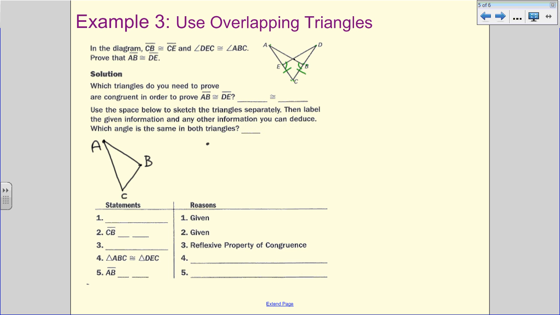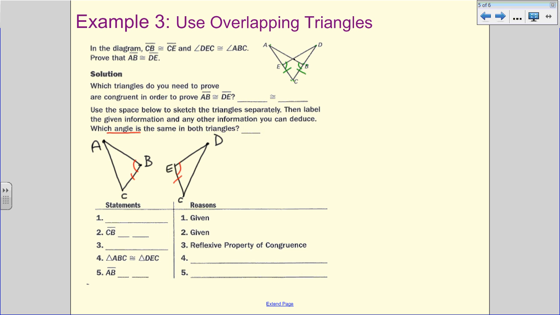I'm going to start at D. D is connected to E. And then D goes all the way down to C. And then I can connect E to C. Put in the congruency marks that we know. We know angle B and angle E here, now that we've drawn them separately, are congruent. And we know that CE was congruent to CB there. Was there anything that they shared? Well, when we look at that, they did share an angle. So it says, which angle is the same in both triangles?